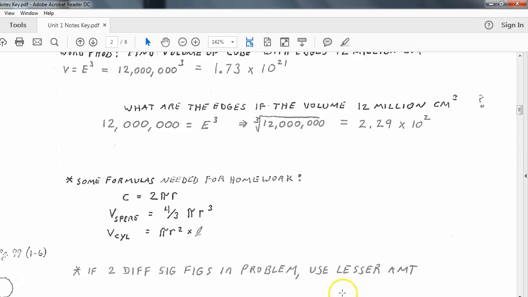And the answer to that is you always use the lesser amount. So if I had a problem where one value was 2 sig figs and the other value was 3 sig figs, and the direction said use an appropriate level of accuracy, I would go with the one that had 2 sig figs because it's less accurate, it's less specific, but that's the one I would have to go with.